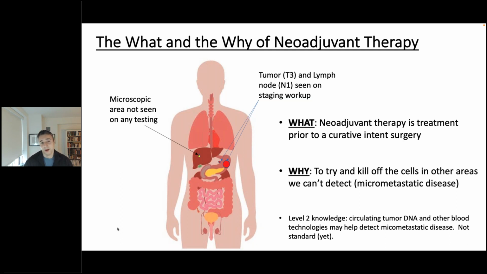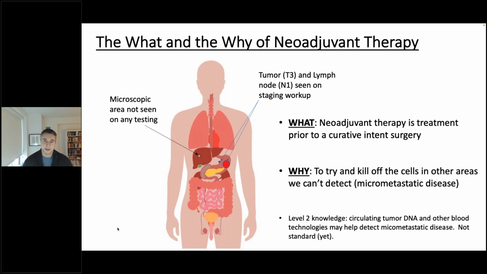But what we know is that some patients have disease that we can't see with any of our tests. And those are called micrometastases, microscopic disease that we can't see. So the goal of neoadjuvant therapy is to give something, usually chemotherapy, to kill those micrometastatic disease prior to an operation, and therefore increase the chance of cure and decrease the risk of recurrence.